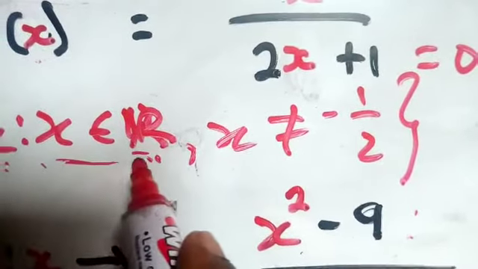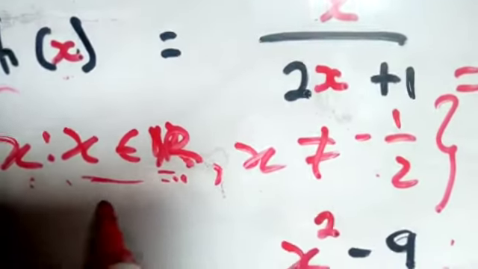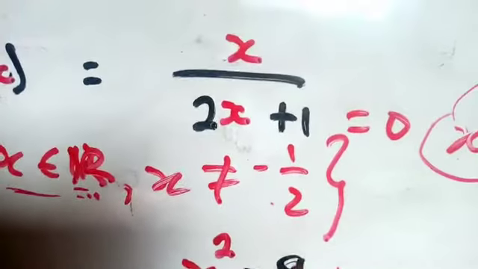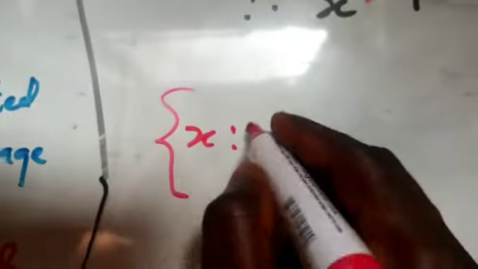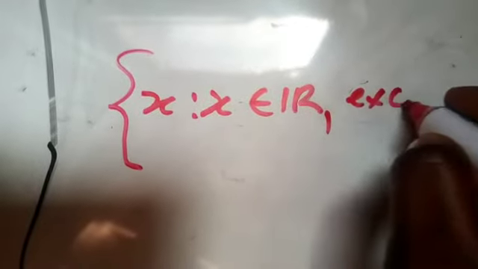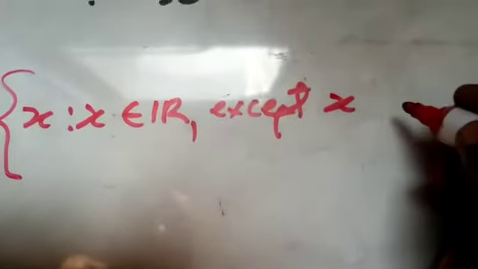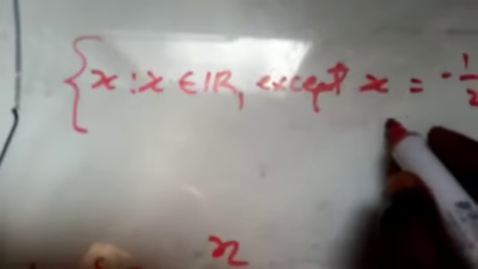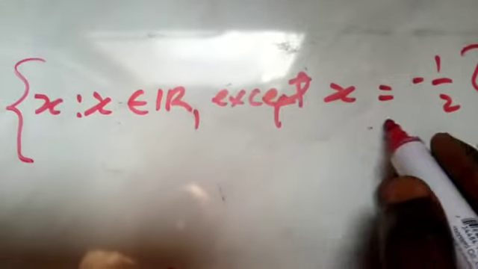And then is it all the x? No, except that x is not equal to minus 1/2. So this is how I write the possible domain of a given function, right? Maybe another way of writing this is that you can use the English word: x is coming from the real numbers, except x is equal to minus 1/2. Except this one, we don't want it. If this one comes in, then it is going to spoil our function.